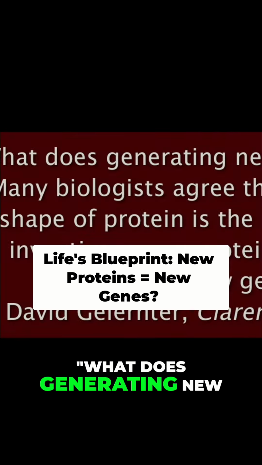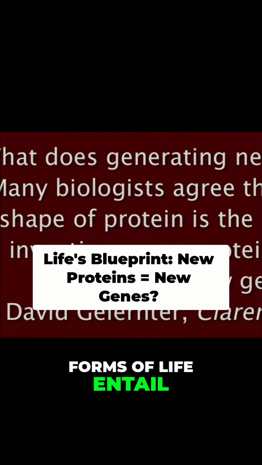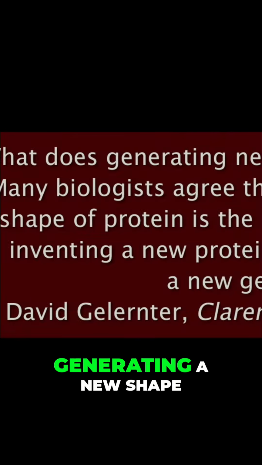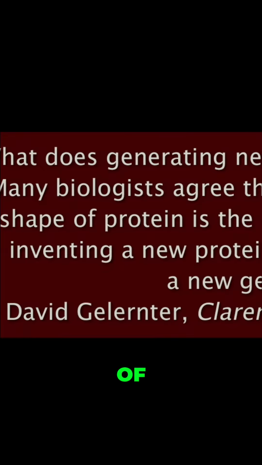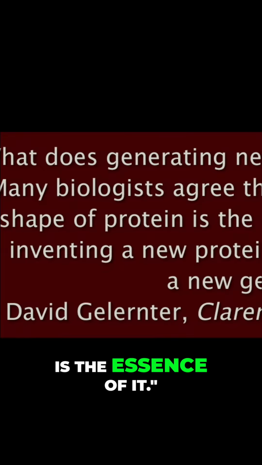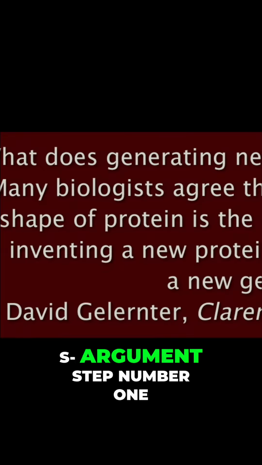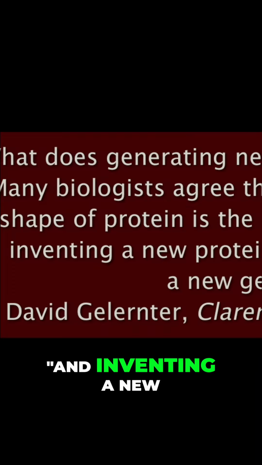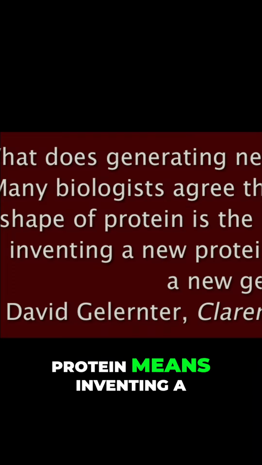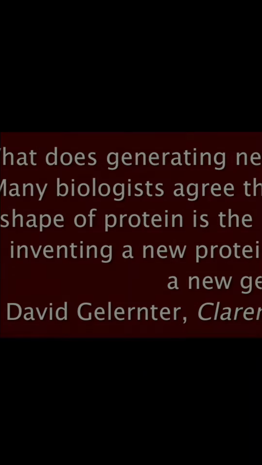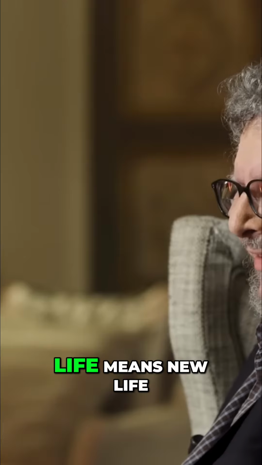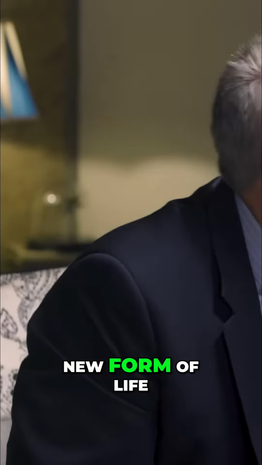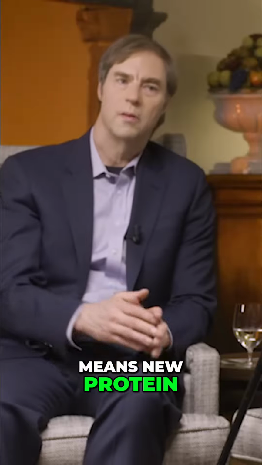What does generating new forms of life entail? Many biologists agree that generating a new shape of protein is the essence of it. Argument step number one. Argument step number two. And inventing a new protein means inventing a new gene. New form of life means new protein, means new gene.